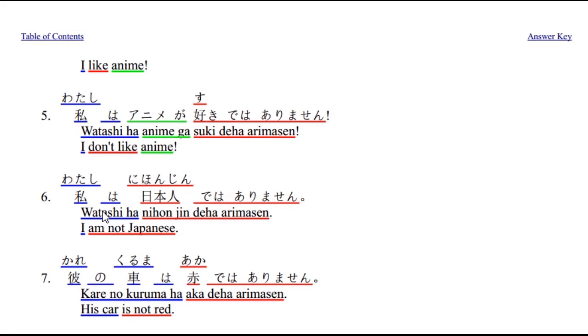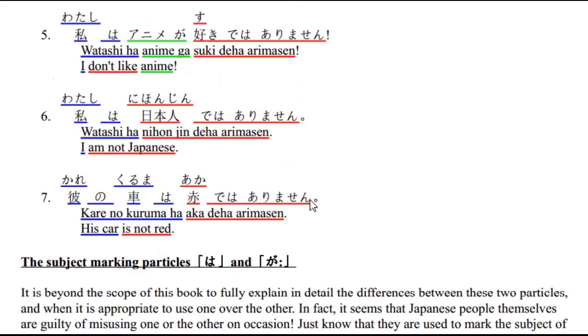Number 6, watashi wa nihonjin de wa arimasen. I am not Japanese. So nihonjin is the Japanese word for a Japanese person. Number 7, kare no kuruma wa aka de wa arimasen. His car is not red. So here we have the word for red, aka.